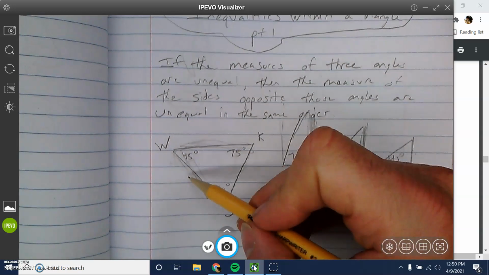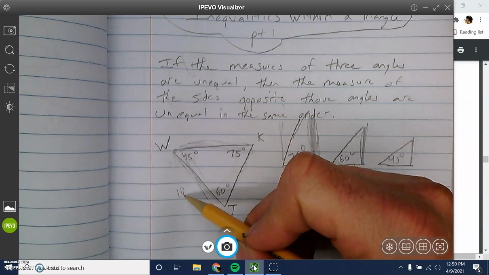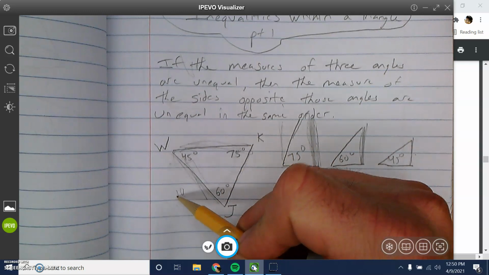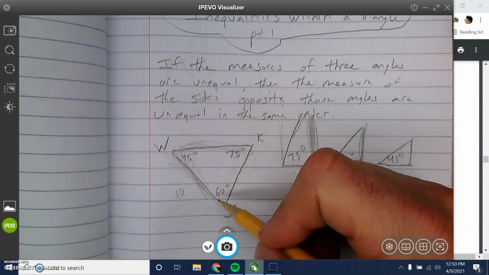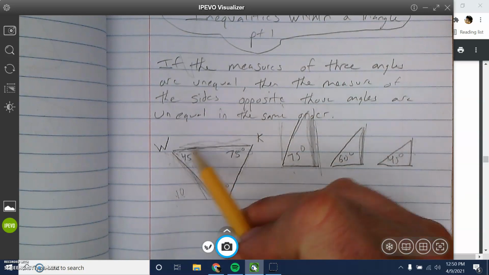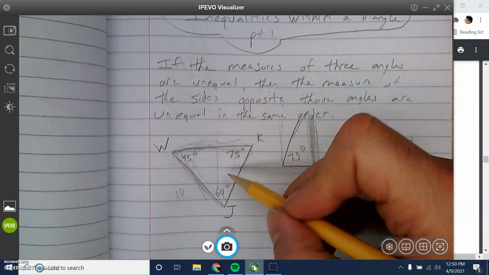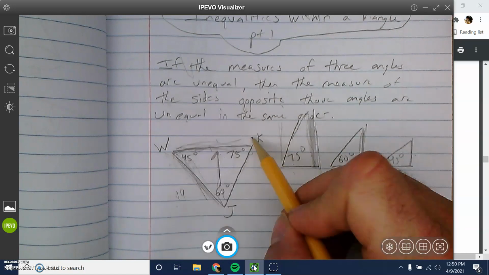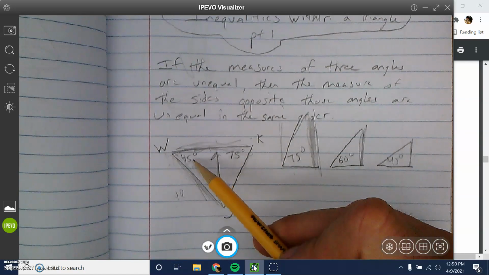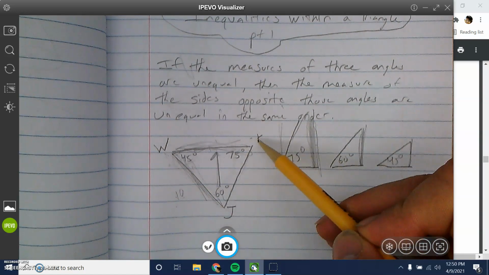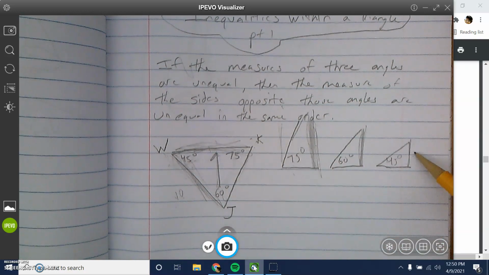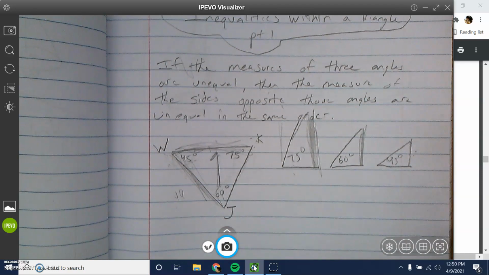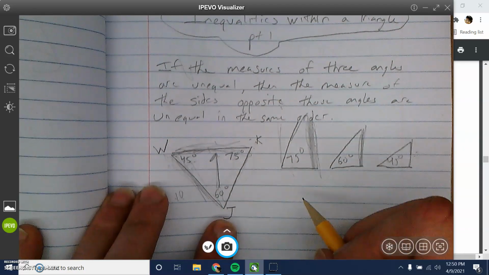I don't know whether this is 10 or 100 or whatever it is, but what I do know is that WJ is the biggest side. This side, opposite the 60, straight across, WK, is the second biggest. And then this side, KJ or JK, opposite the 45, is the smallest. So this is what it means.